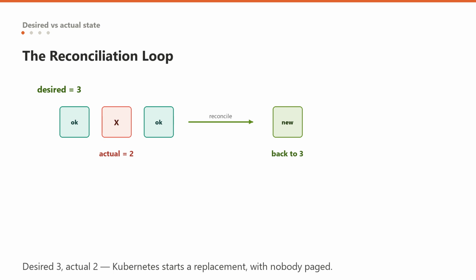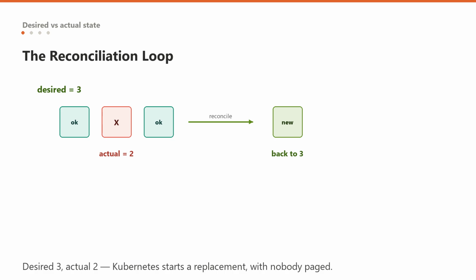Say you asked for 3 pods and 1 crashes. The actual state is now 2. The desired is 3. Kubernetes notices and immediately starts a new pod to get back to 3. Nobody paged. Nobody intervened. The same loop handles a whole node dying. It reschedules those pods onto healthy machines.